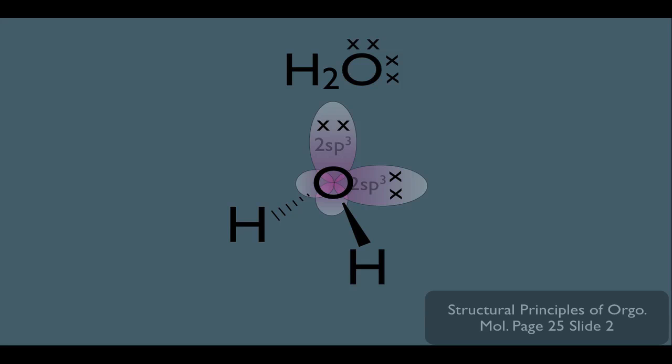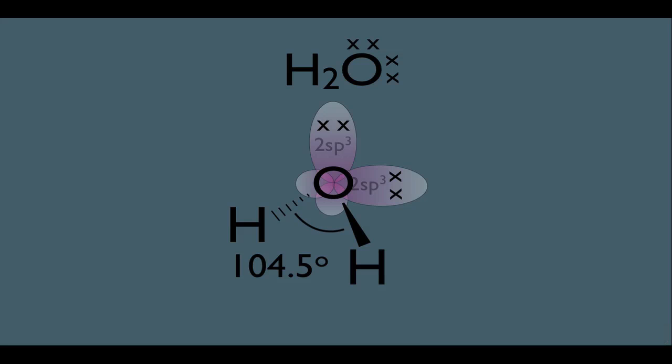Now remember, we know that lone pair electrons take up a lot of space, which means the bond between the 2 hydrogens is not going to be 109.5. These electrons are going to squeeze them together, so the actual bond angle is 104.5 degrees. Remember, this is what VSEPR theory teaches us.